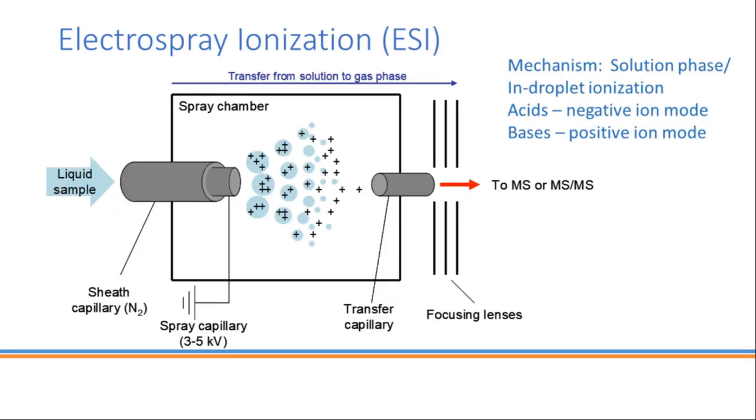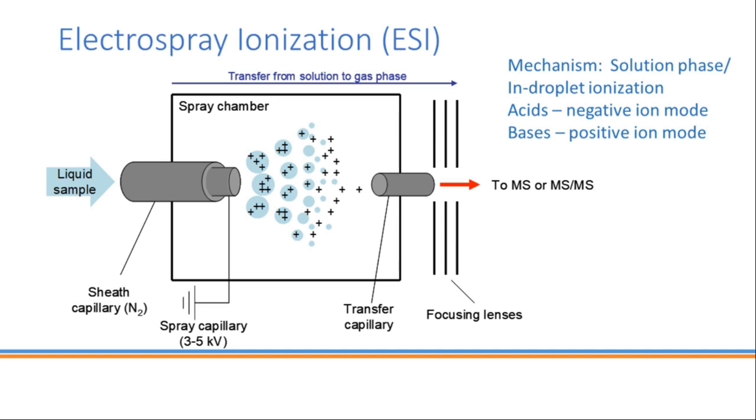So electrospray ionization is achieved basically by pneumatically assisted electrostatic nebulization. Basically, apply a high voltage at the capillary tip and have some sheath gas that's helping create this mist of charged droplets that will ultimately release a gas phase ion that can be sampled by the mass spectrometer. What I want to emphasize here is that most of the ionization is occurring in solution or in the droplet.